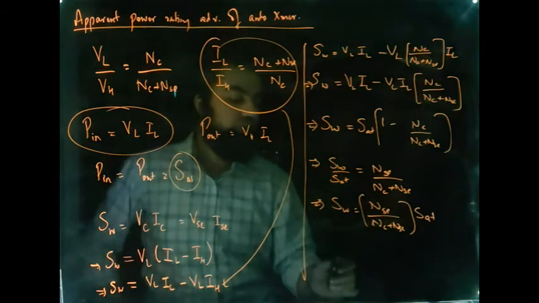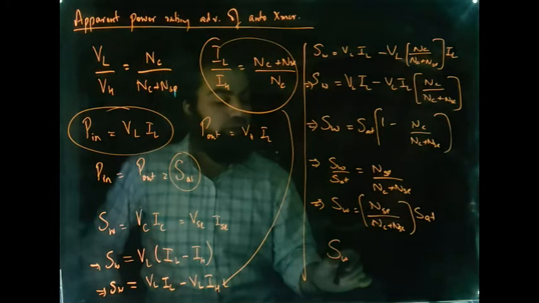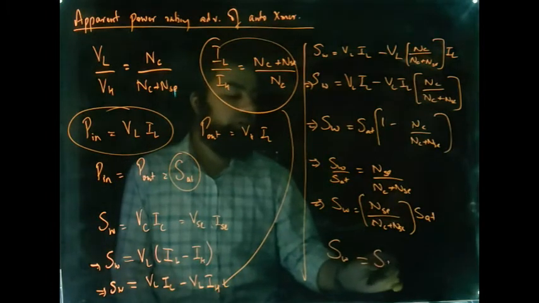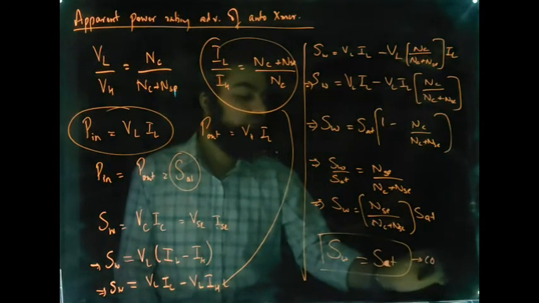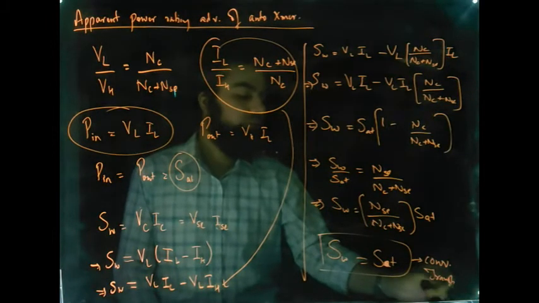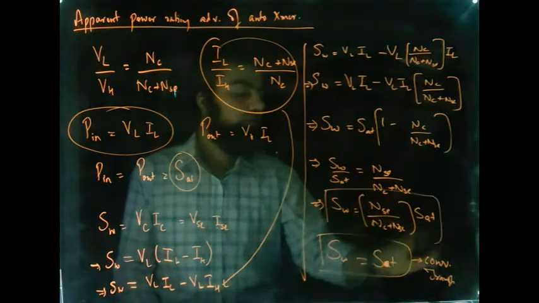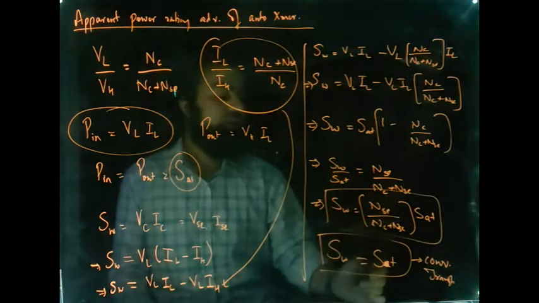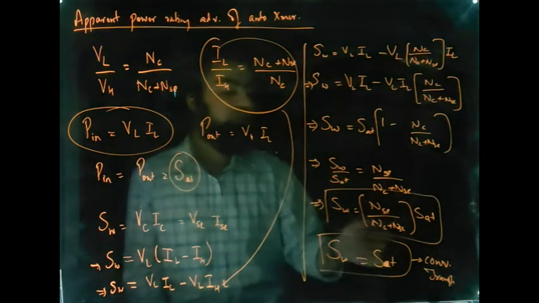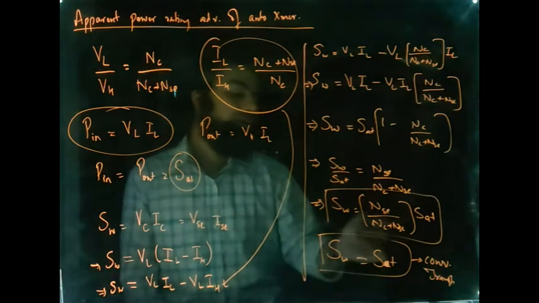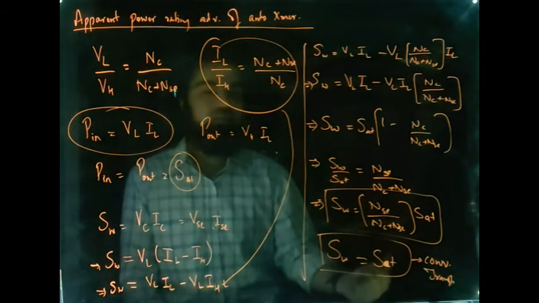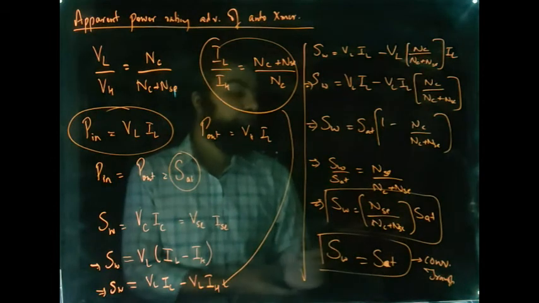Now in case of a conventional transformer, the power rating of the winding will be equal to the power rating of the transformer itself, not the auto transformer. But for an auto transformer, the power rating of the winding is equal to NSC divided by NC plus NSC. This ratio will be less than 1, so that means it's a fraction of SAT.